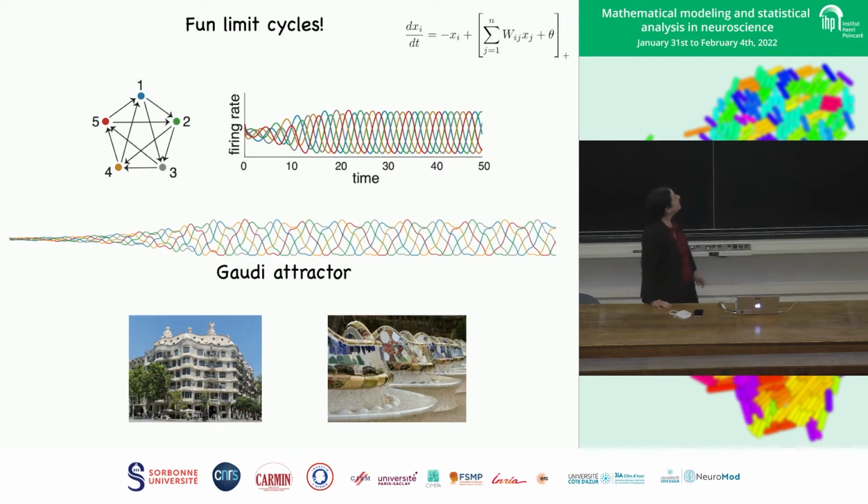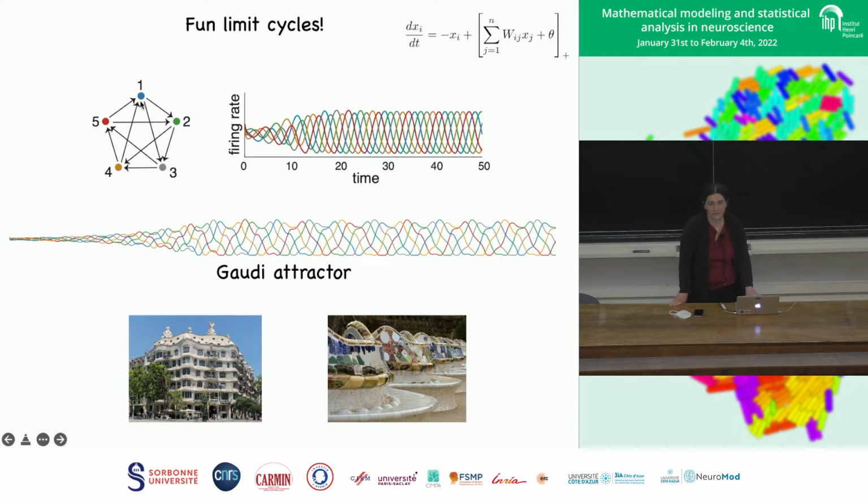I'd never seen anything like it prior to this. The curves look like they're melting, okay? But this really is an attractor of the network, and it's very stable and reproducible. And it corresponds to a different cycle in the graph, 1 to 3 to 5 to 2 to 4 to 1.